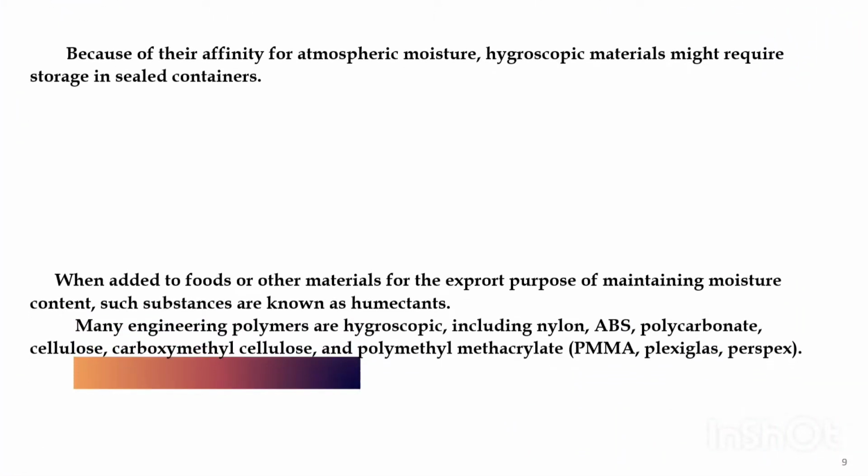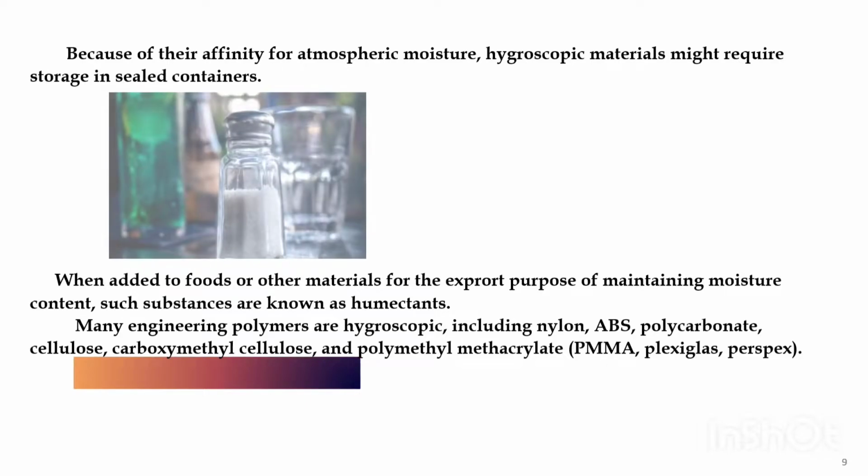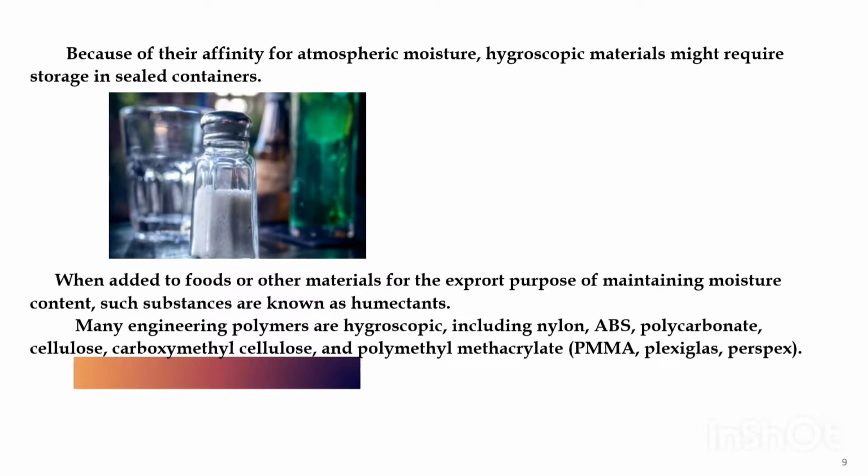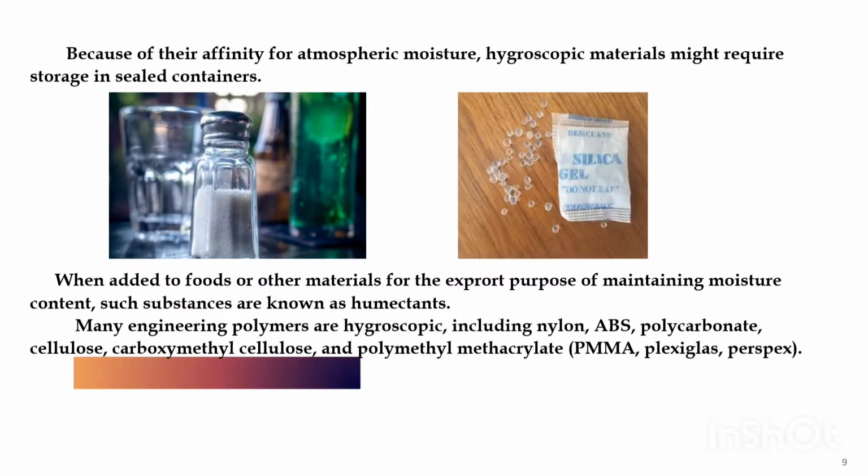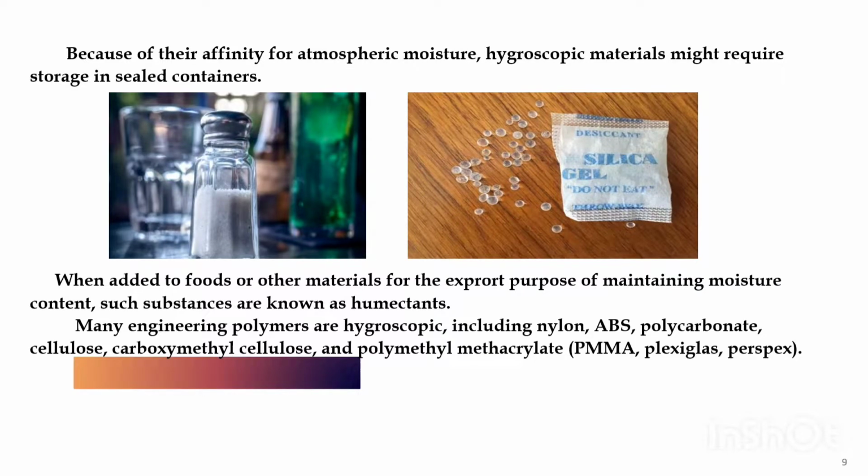Now, because of their affinity for atmospheric moisture, hygroscopic materials might require storage in a sealed container. When added to food or other materials for the purpose of maintaining the moisture content, such substances are known as humectants, and the main humectant example is arsenic acid. Many engineering polymers are hygroscopic, including nylon, ABS, polycarbonate, cellulose, carboxymethyl cellulose, and polymethyl methacrylate, PMMA, plexiglass, and phosphate.